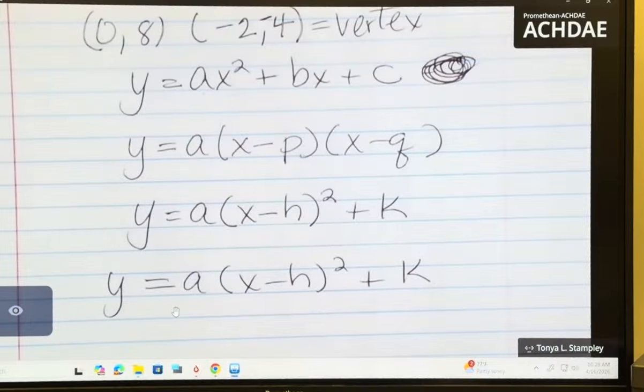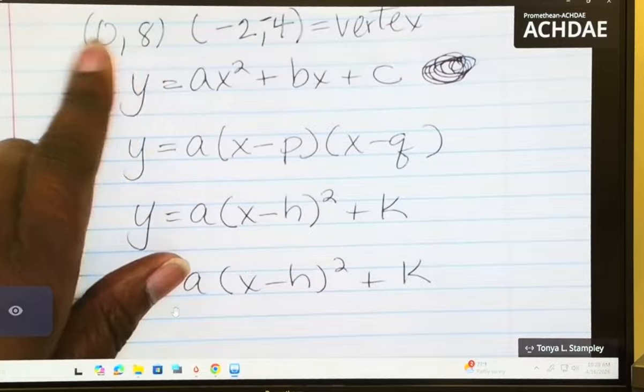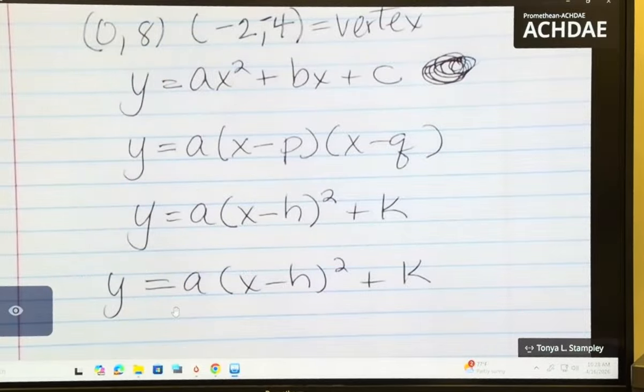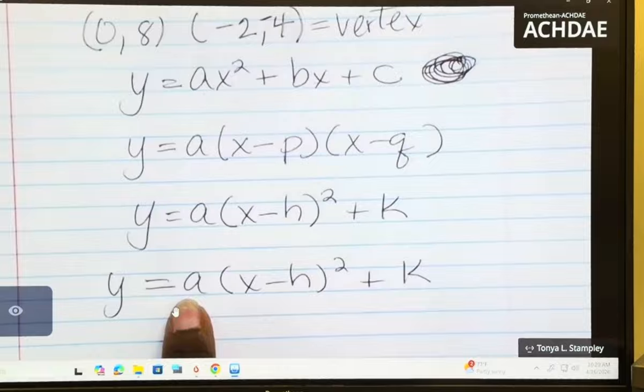But we can plug in two things. We got a 0 and an 8. That's a point that falls on the parabola. So then we can put in place of y an 8, and then in place of x a 0, solve it. And when you solve it, it's going to end up giving you your a. Now you'll know what your a is.